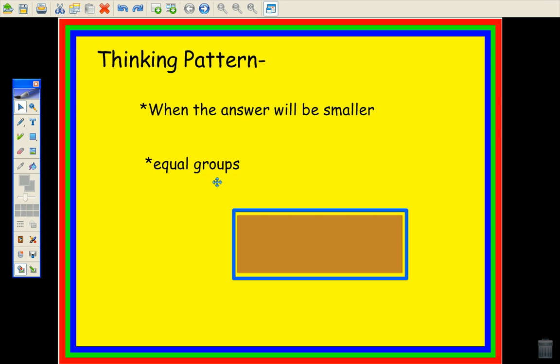Okay, when you come across a word problem and you're thinking to yourself, I already know the total and I need my answer to be smaller, but I have to make sure that it's in equal groups, you're going to be doing division. You're going to do the process of dividing. So this is what we're going to be working on: division.